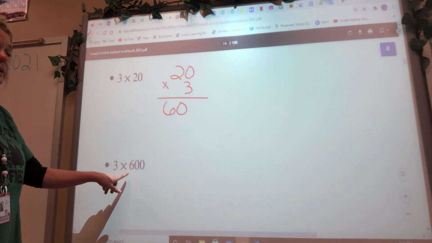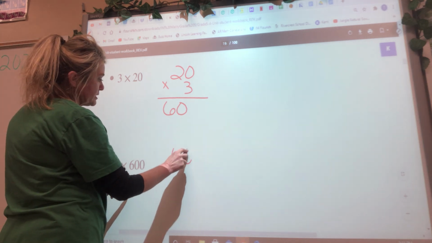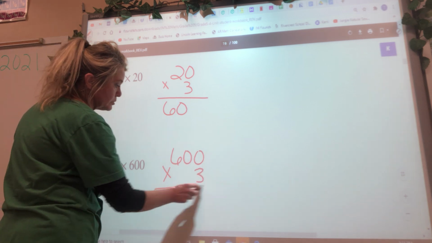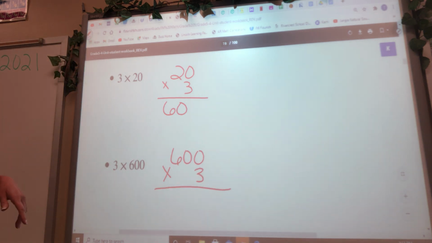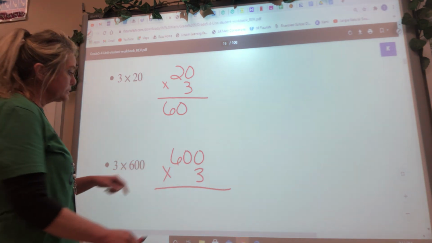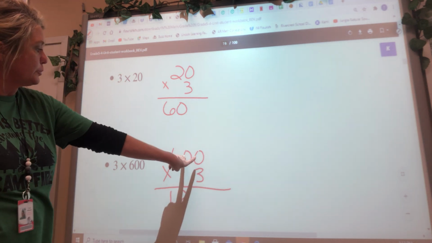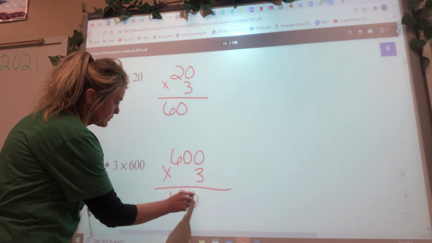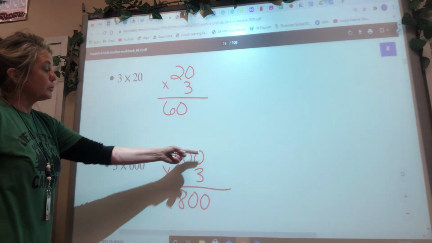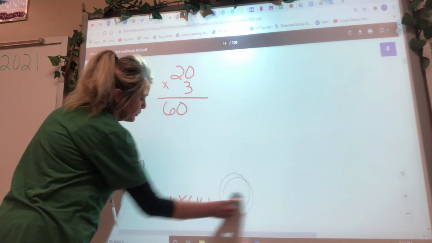And then when we move to the next one, this one is 3 times 600. So we're still working with the multiples of 10 because it ends in zeros. Anytime it ends in zeros, it's multiples of 10. And again, we can multiply the two whole number parts that we see. 3 times 6 is 18. And how many multiples of 10 do we see? 1, 2. Now, remember, this method only works when you're working with multiples of 10. Anything that ends in zeros can be worked this way.